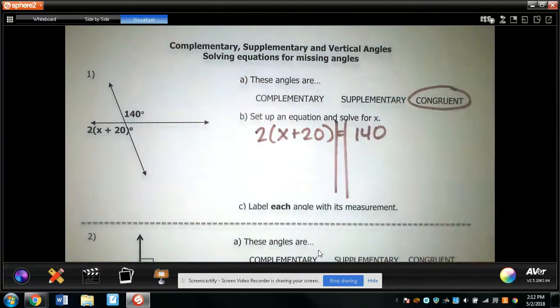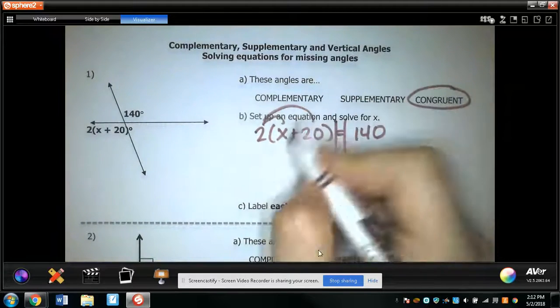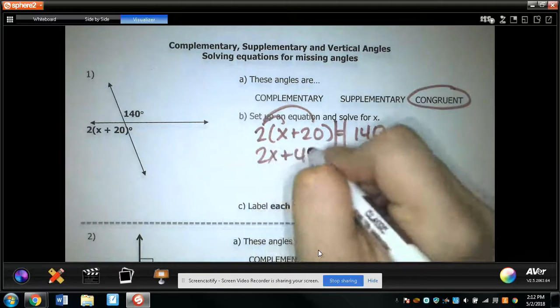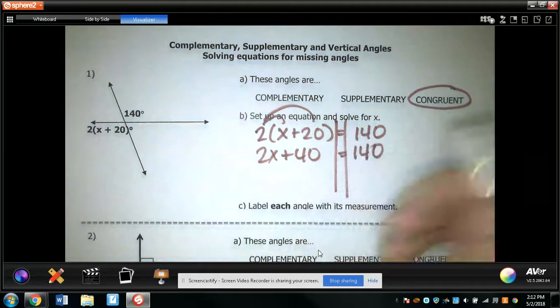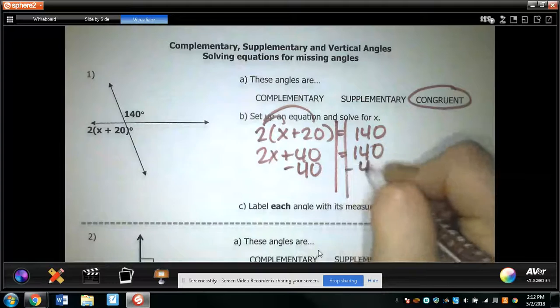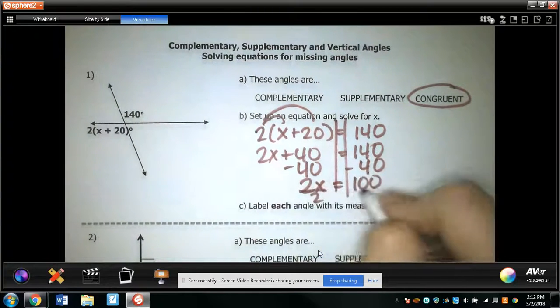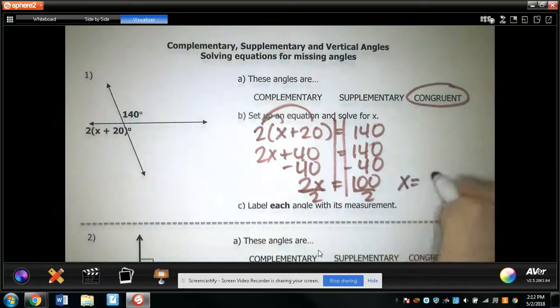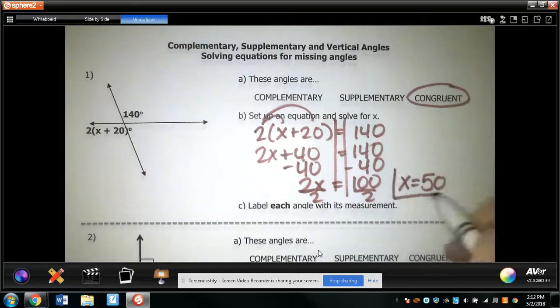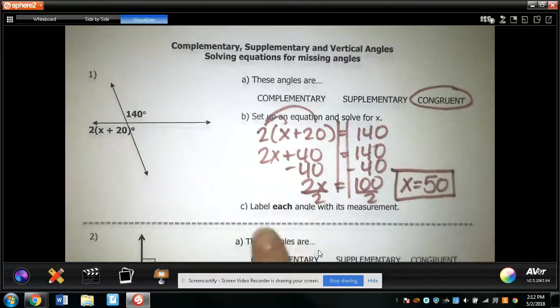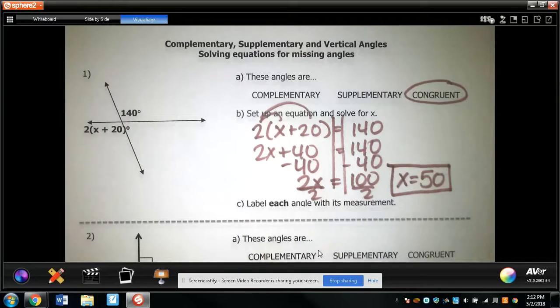Let's see. First I'm going to distribute. And I have 2x plus 40 equals 140. Then I'm going to subtract 40 from both sides. I have 2x equals 100. I'm going to divide by 2 on both sides, and I get x equals 50. So I set up and solved an equation for x, and then it says label each angle with its measurement.